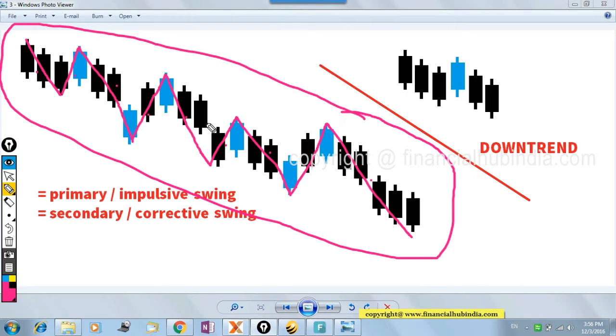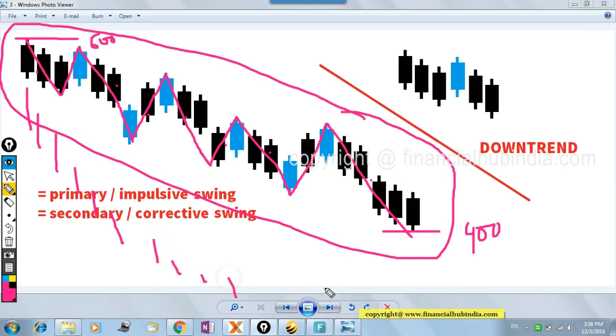Price is falling down, maybe this level is 600 we are considering, and this level is 400. So let's assume from 600 the price has come down to 400 within the last 1 week, for an example, in a zigzagging manner. So even though price has come down from 600 to 400, it didn't come down in a straight line, right?